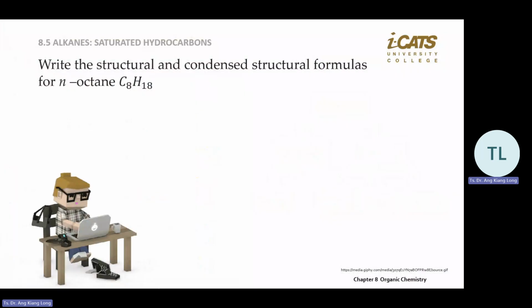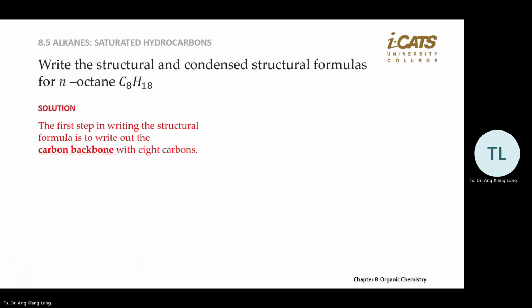Okay, so we have done that. Now write the structural and condensed structural formula for n-octane, C8H18. This one, you should be able to draw. Again, draw the backbone first. When you draw the structure for hydrocarbon, you always start with carbon. Now you see the octane has C8, so 8 carbon. You write the 8 C first, and then you join the C with one line first.